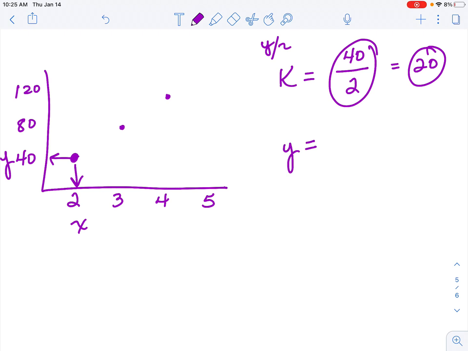You already have your y equals. So you know your k is 20x, or it could be y equals 40 over 2x.